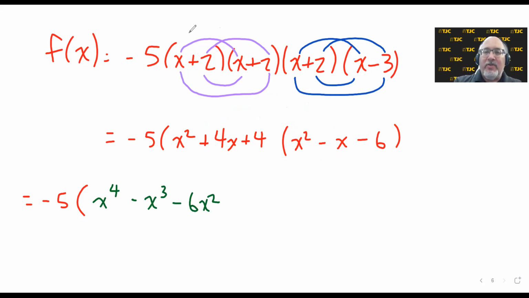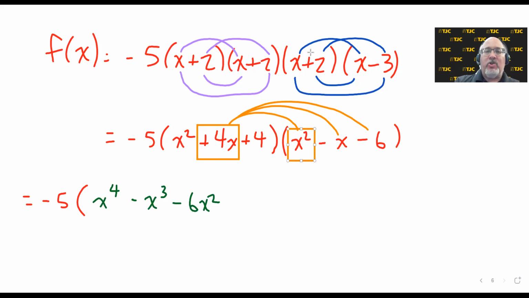Now let's do it again, but this time we'll do it in orange. And we're going to distribute the second term of the first factor. And I'll also bring back the parentheses I got rid of. And we're going to distribute that to all 3 terms of the second factor. Let's bring up a box for focus. All right, starting with positive 4x times x squared is positive 4x cubed.